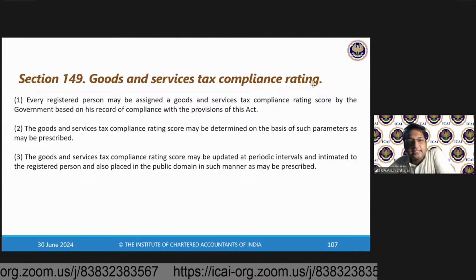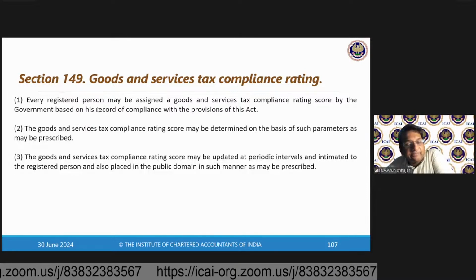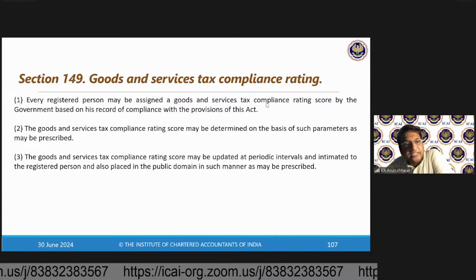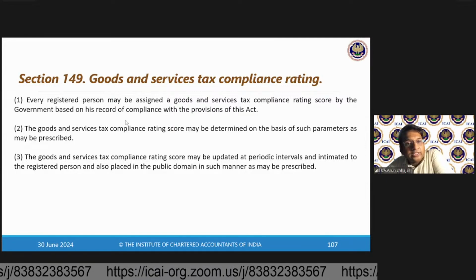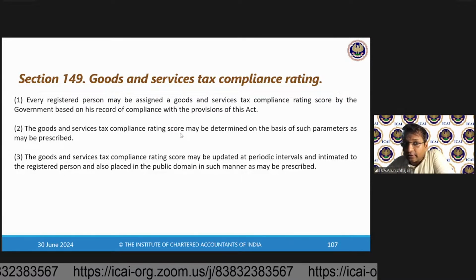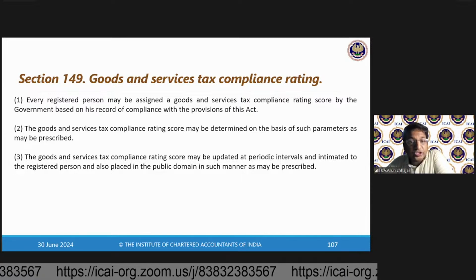Then GST compliance rating. Every registered person may be assigned a Goods and Services Tax compliance rating score by the government based on his record of compliance with the provisions of this Act. The GST compliance rating, as of now, has not yet started. Yes, it will be started in future.